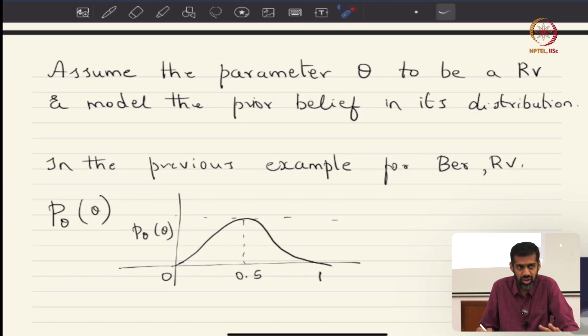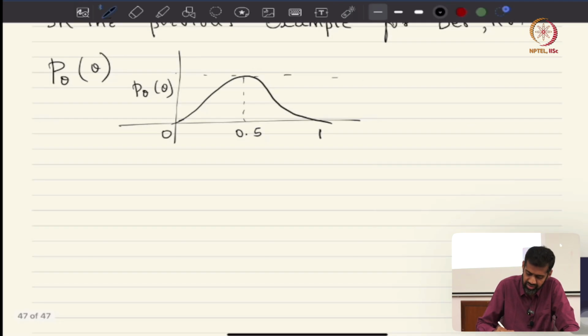Is that alright? So now if you have this sort of a distribution incorporated on the parameters, you have to use this along with data to update your belief. Does it make sense? Okay. So now let us see how to use this idea in estimation.